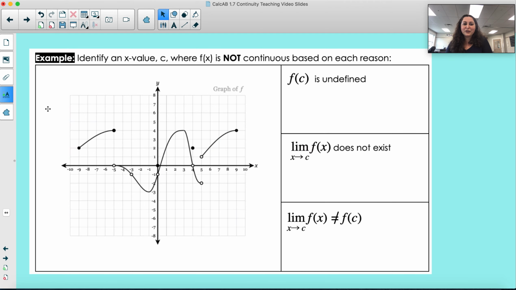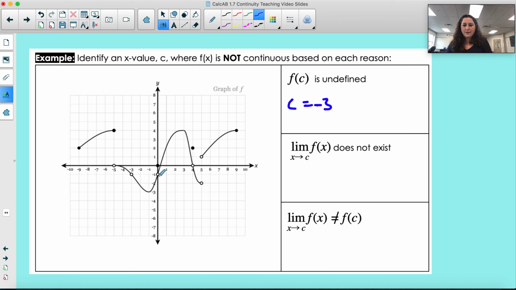All right, so let's go through this example. Identify an x value c where f of x is not continuous based on each of these reasons. First, f of c is undefined. I'm going to start all the way on the left. Defined, because there's a closed circle. Defined, open circle, and there's no closed circle anywhere at -3. So c equals -3 would be one place where the function is not continuous because f of c is undefined at that point.